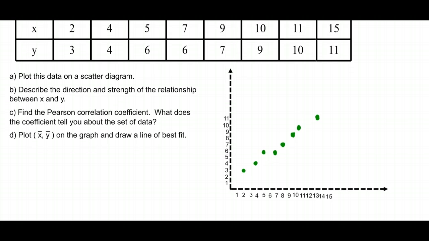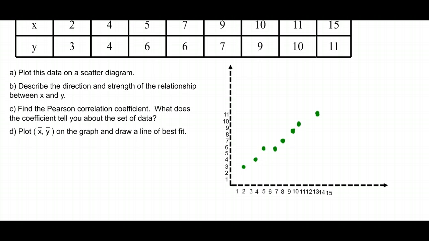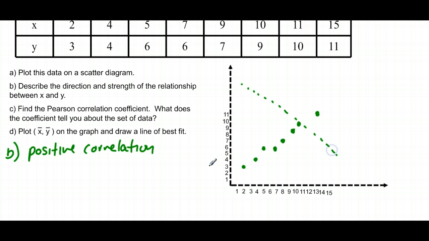So the next part, they ask you to describe the direction and strength of the relationship between X and Y. I don't know if you guys have gone over scatter plots before and gone over positive, negative correlations, but in this case, these dots are going up, up, and up. So this right here would be a positive correlation. If the dots were going down like this, then that would be a negative correlation, but in this case, it's not going to be that.